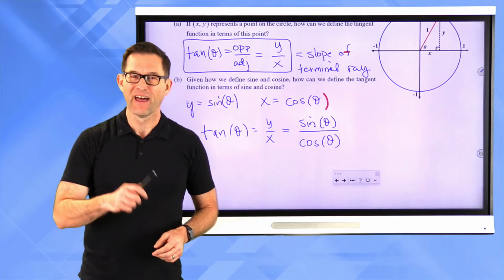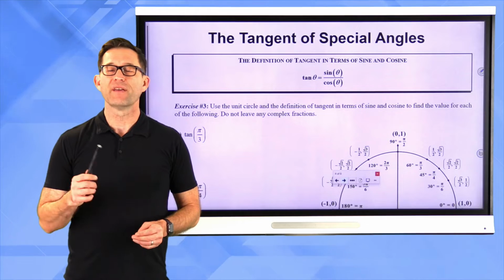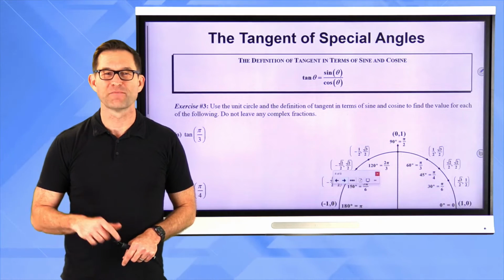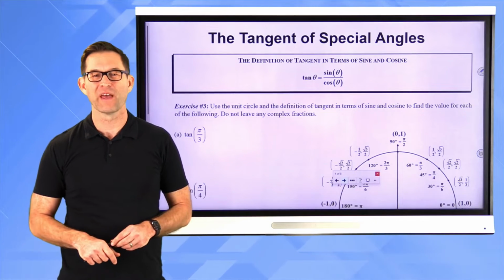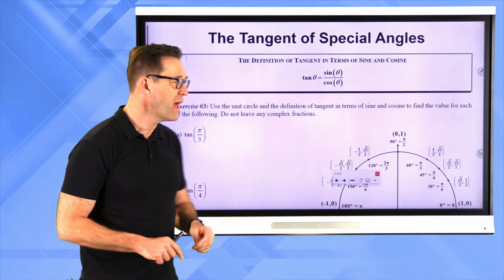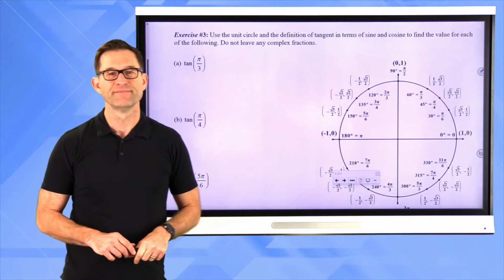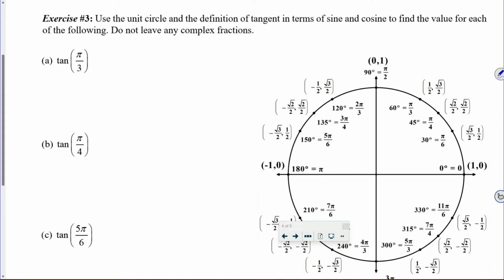All right, now let's start working with the tangent defined using the unit circle. The tangent of special angles. That's right, our special angles are back, and yes, we have to be able to deal with them. So, the definition of tangent in terms of sine and cosine: tan theta equals sine theta divided by cosine theta. So now, let's go through that in terms of exercise number 3. Use the unit circle and the definition of tangent in terms of sine and cosine to find the value of each of the following. Do not leave any complex fractions.